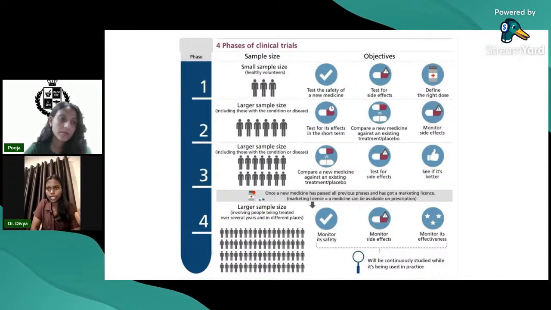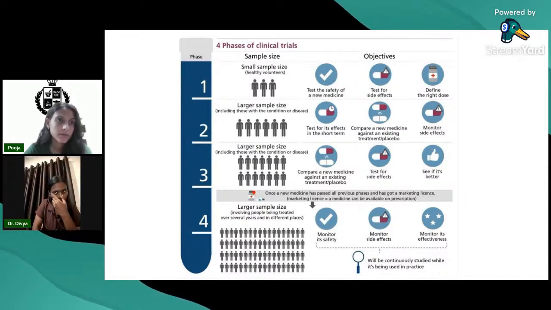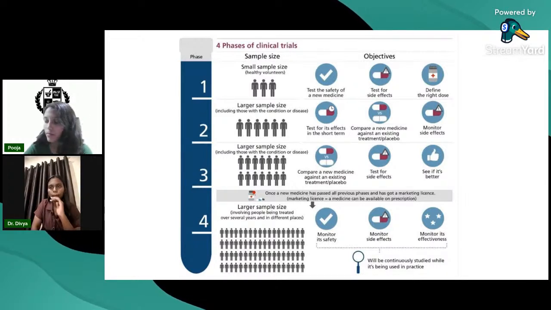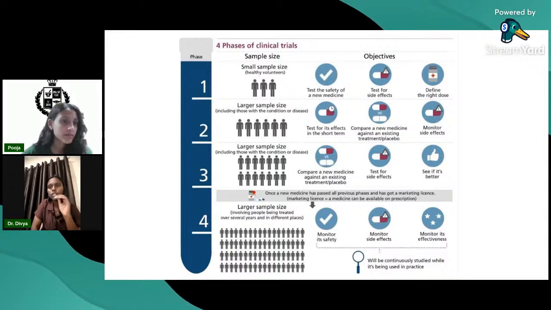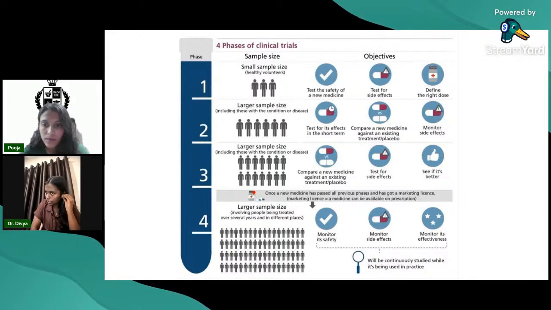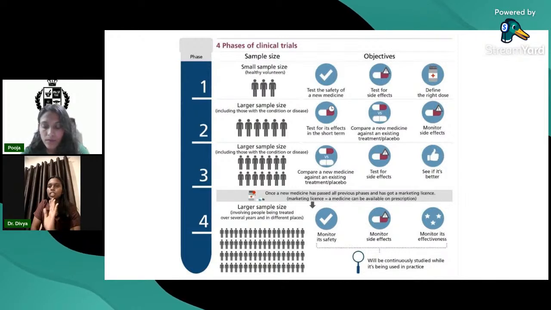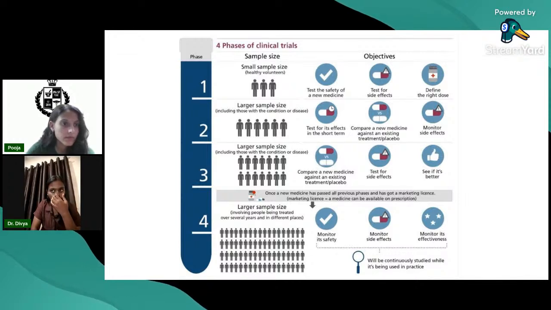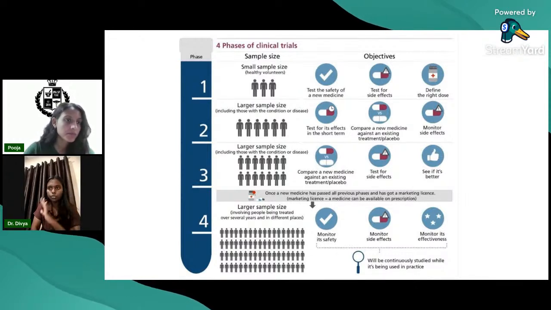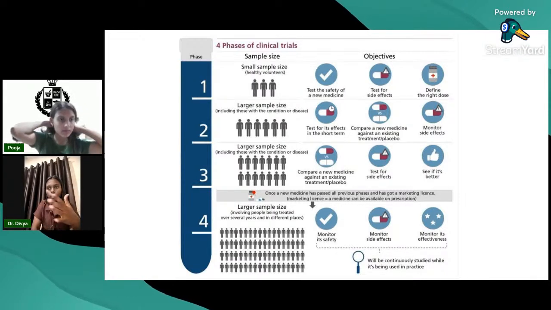Now, in the earlier slide, I said after three phases, you will file an NDA application. This NDA application is filed because you have seen that the three phases establish safety. That means this drug is safe to use. There is a fixed dose now. There is a fixed schedule. Until these three phases, you will end up getting all this data.